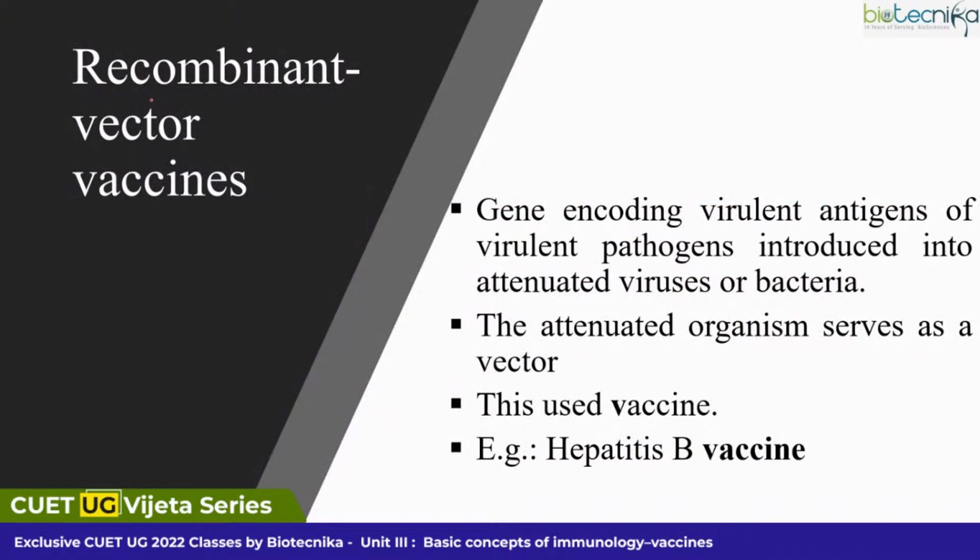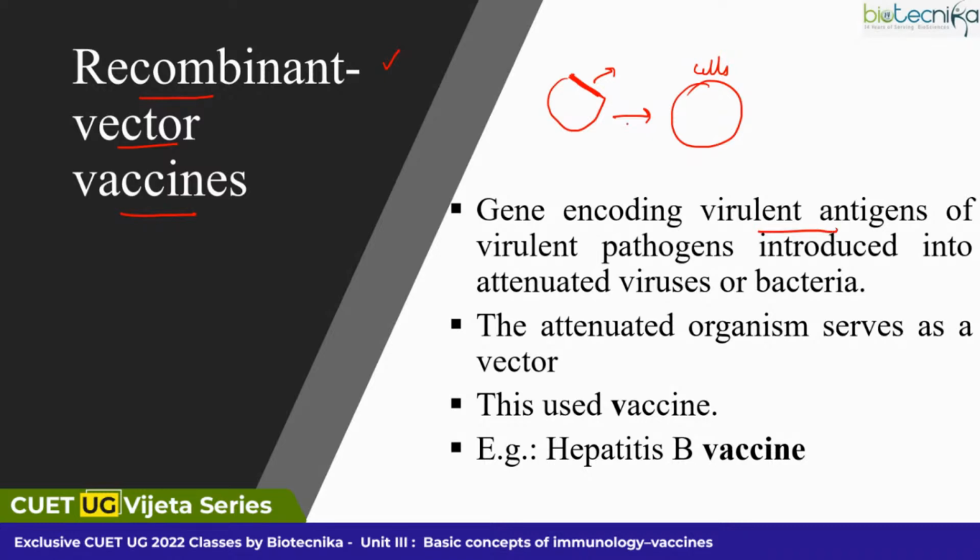Okay, next type of vaccine is recombinant vector vaccines. By the term itself, it means recombinant DNA technology will be used here. In recombinant DNA technology, the gene is inserted into a plasmid. This gene will encode certain virulent antigens. So maybe a pathogen has some virulent antigen, so you take the gene from that particular pathogen and then insert it into the plasmid, and then you inject this into the human host, into the host cells.